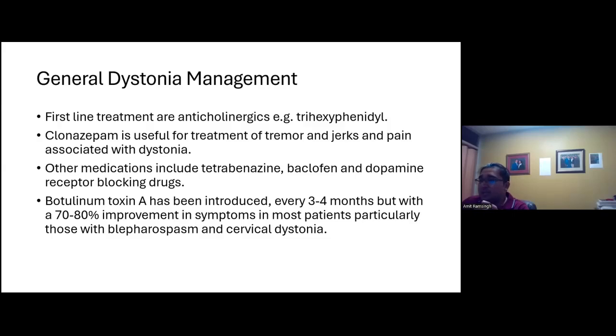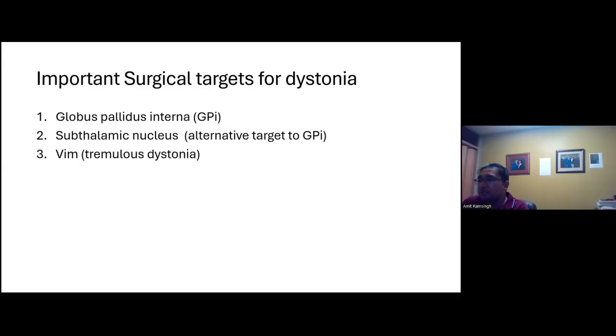Botulinum toxin A has been recently introduced, and this could be done every 3 to 4 months on an outpatient basis, with a reported 70 to 80% improvement in the symptoms, particularly in patients with head and neck dystonia, such as cervical dystonia or blepharospasm. In terms of our important surgical targets, we have the globus pallidus interna, the subthalamic nucleus as an alternative target to the GPI, and the ventro-intermediate-lateral nucleus of the thalamus, more for tremulous dystonia.